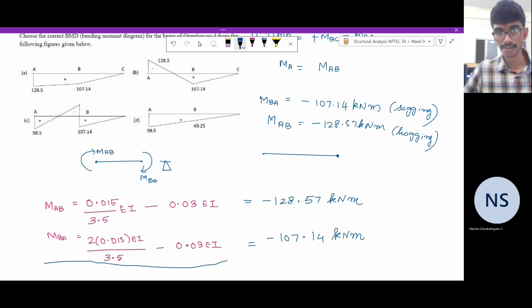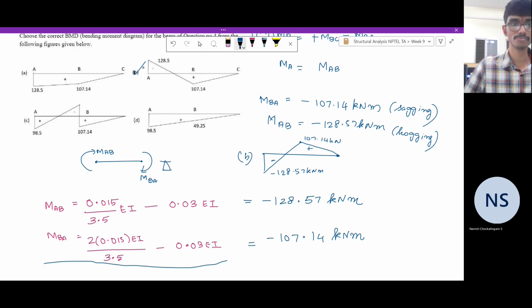So at the joint C, the moment is 0. At the joint B, it has a sagging moment of 107.14, so this is 107.14 positive. And here it is minus 128.57. So as per this convention, the correct answer is option B. Note that it is the same except that the direction of positives and negatives are interchanged. This is minus, this is plus. It has followed the same profile.